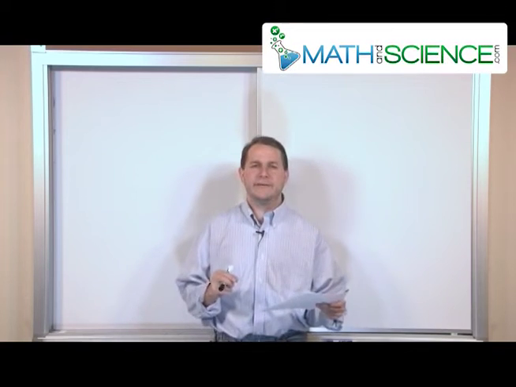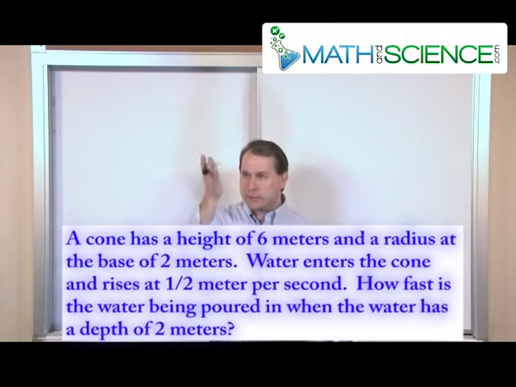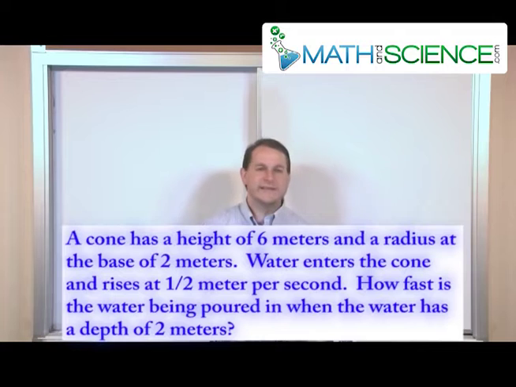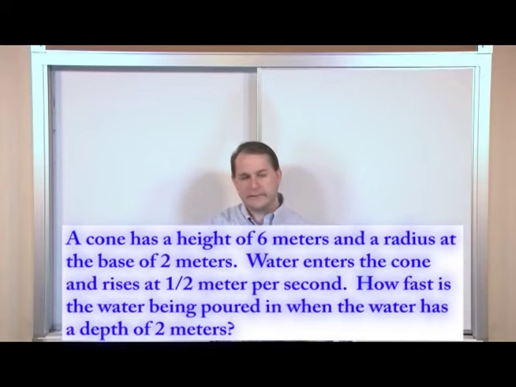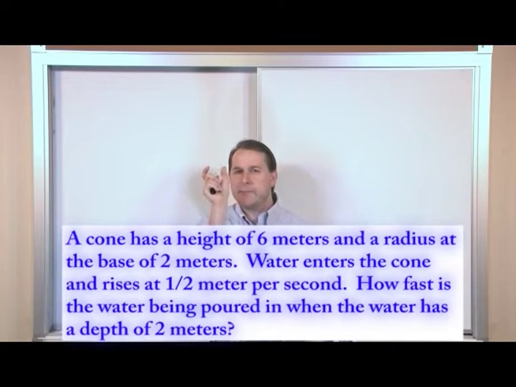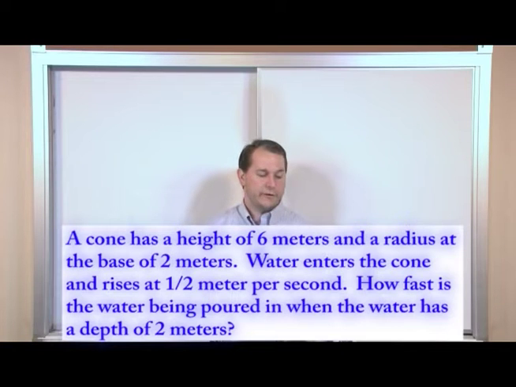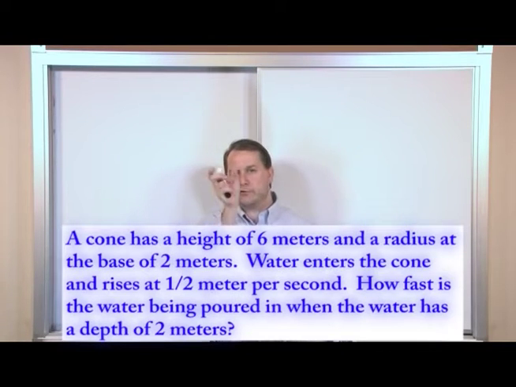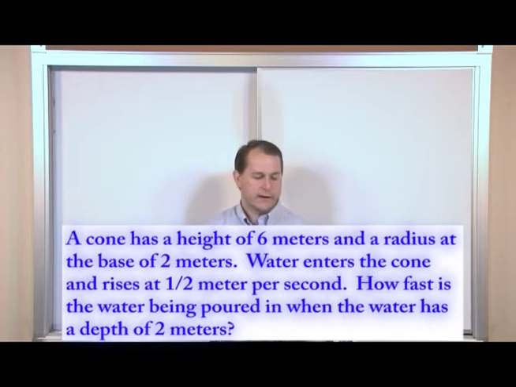So the first problem says we have a cone, like an ice cream cone, and this cone is 6 meters in height. This cone is 6 meters in height and has a radius on the base of 2 meters. And so it's flipped upside down like an ice cream cone, 2 meters, 6 meters high, okay?